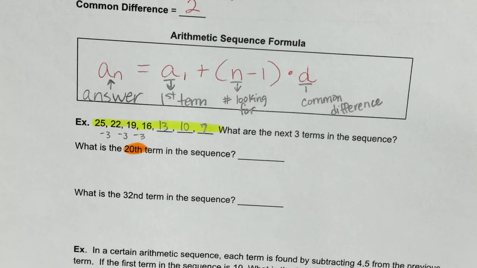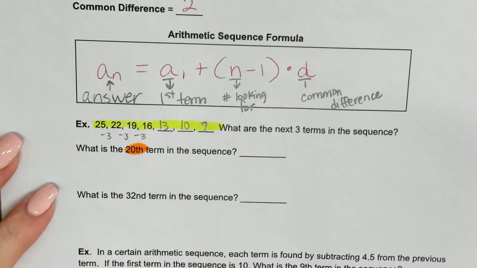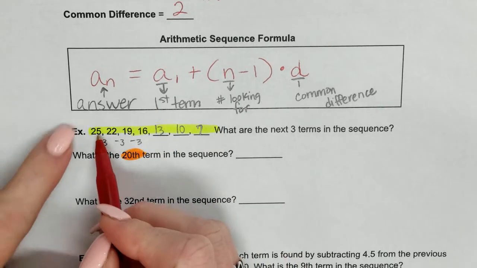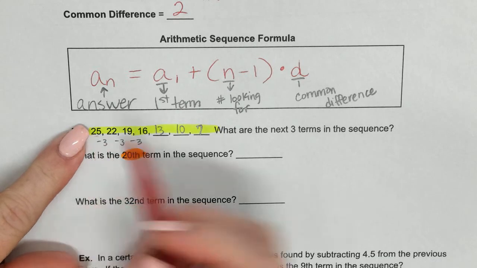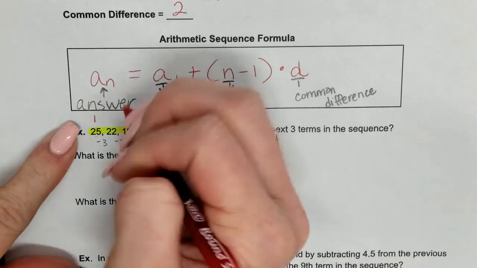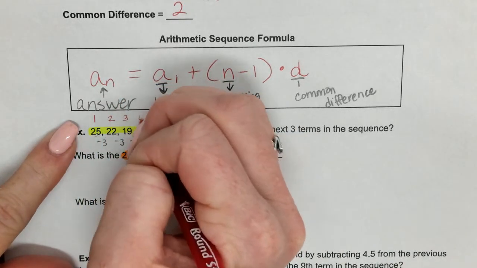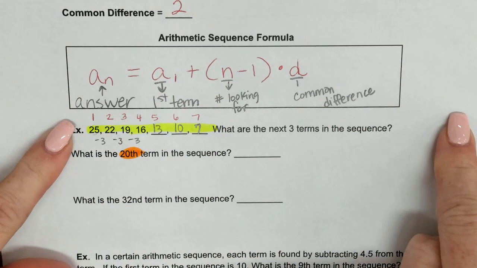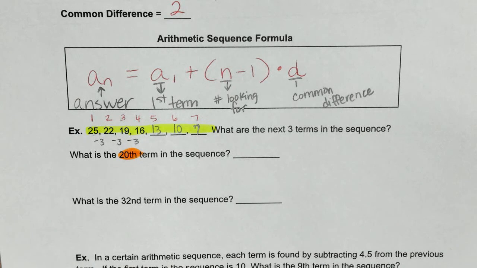So that's where this formula comes in handy. To use this, you would write a formula. Okay? Now, everybody look. What was their starting number? 25. That's the first term. This is the second, third, fourth, fifth, sixth, seventh. I could keep going until I get to the 20th term, couldn't I?